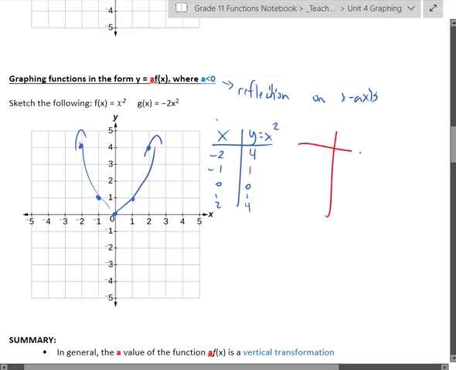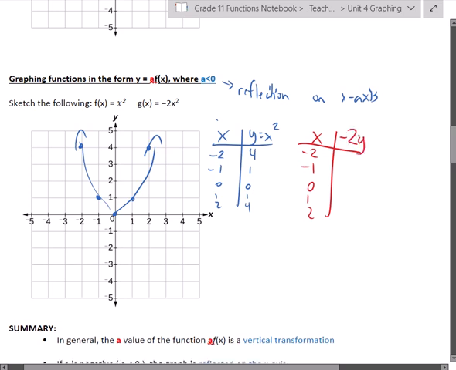Now let's get our transformed function. So for our transformed function, again, our x values stay the same. It's still -2, -1, 0, 1, and 2. And our y values, so here, now we have -2 times y. So we're taking the y values and we're multiplying them by -2. So taking, again, these y values, -2 times 4 is -8, -2 times 1 is -2, -2 times 0 is just 0, -2 times 1 is -2, and then -2 times 4 is -8. And we can plot these points on our graph here.